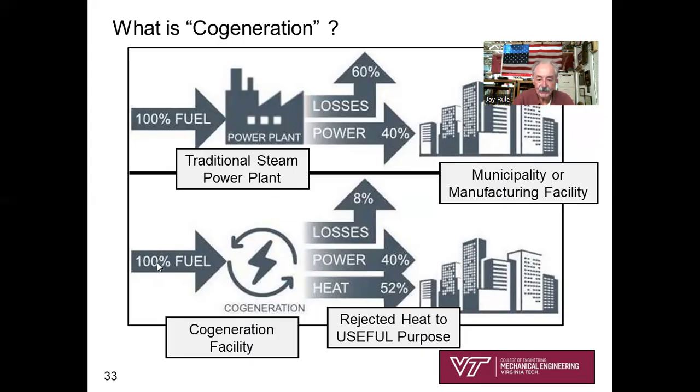We're going to take in that same 100% of fuel. We're going to make that same 40% of power from our really good Rankine cycle, okay? But we're going to use 52% of this 100% fuel in terms of heating. We're going to take that steam from the exhaust of the turbine, which is going to be a little different than a traditional Rankine cycle. And we're going to run it through radiators in dormitories, in academic buildings, and we're going to use that for heating in the wintertime.